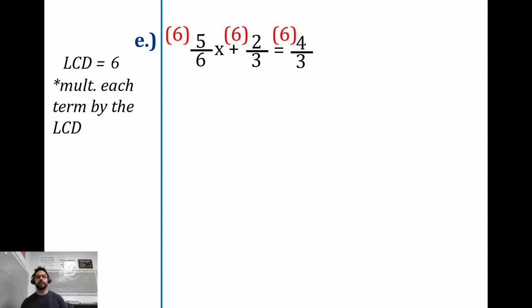So the first part, the 6's would cross cancel, so you just get a simple 5x. On the next part, the 6 and 3 cross cancel, so you really have a 2 times 2, which is a 4. And then on the last part again, the 6 and the 3's cross cancel, so you really have a 2 times 4, which is an 8.